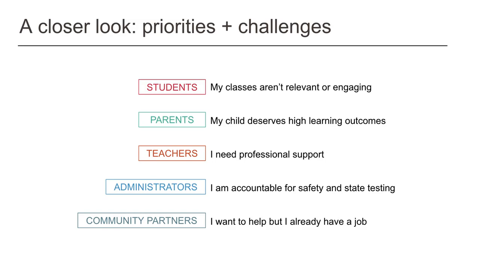So students are prioritizing challenges around the fact that their classes aren't relevant or engaging, meeting their needs. Parents are prioritizing learning outcomes. Teachers have a million other responsibilities and so would need professional support to implement something new like real-world learning. Administrators are accountable for safety and state testing, and community partners might be interested, but already have other things taking up their time and would need meaningful support.